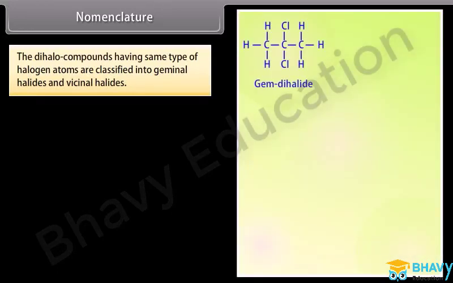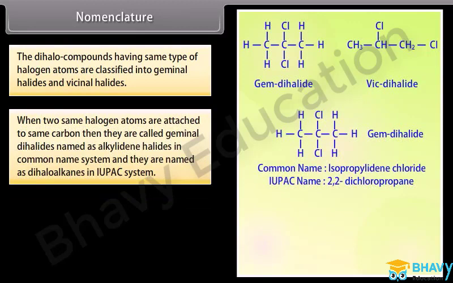Nomenclature. The dihalo compounds having the same type of halogen atoms are classified into geminal halides and vicinal halides. When two same halogen atoms are attached to the same carbon, then they are called geminal dihalides, named as alkylidene halides in common name system, and they are named as dihaloalkanes in IUPAC system.